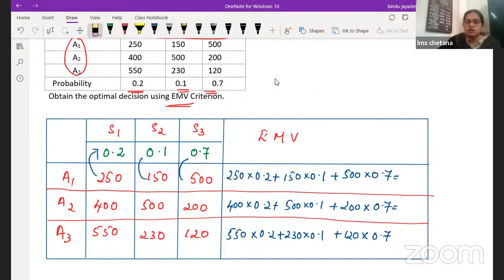Now, please listen carefully. Normally students make a mistake while working with the calculator. You have to multiply separately. These are three separate multiplications, right? Multiply separately, write the answers, then only add. Therefore, see here, 250 into 0.2 is 50, right? That is 50, you write. Okay. 150 into 0.1 is 15. Next one is 500 into 0.7.